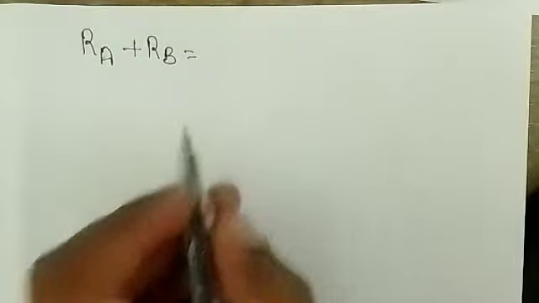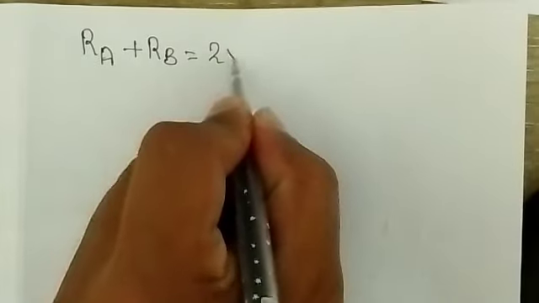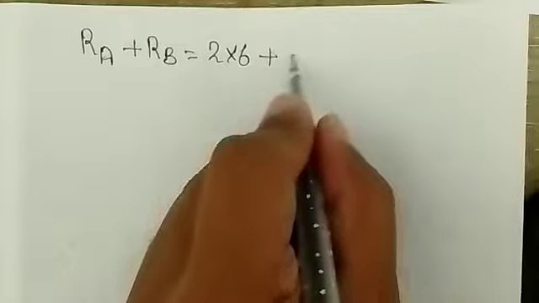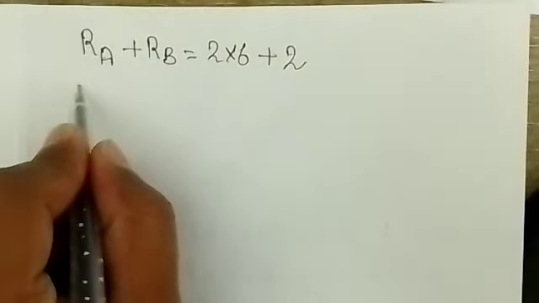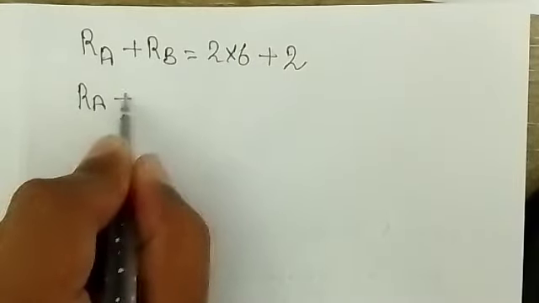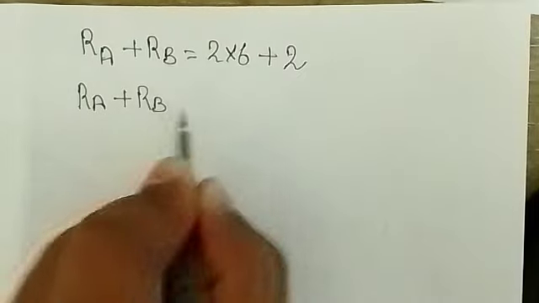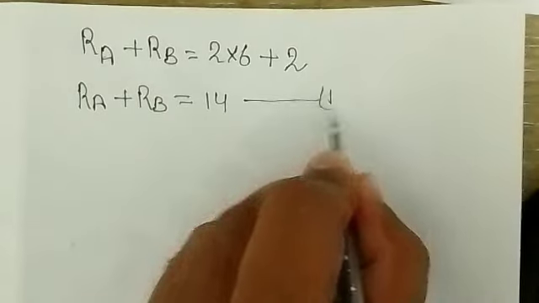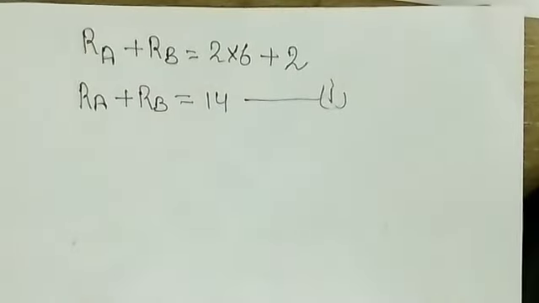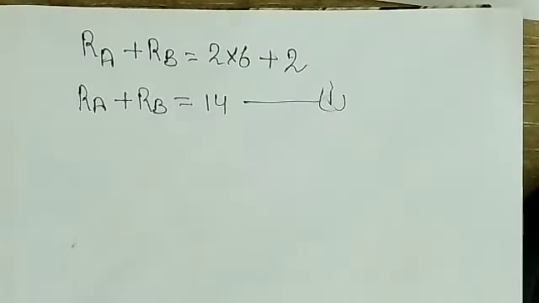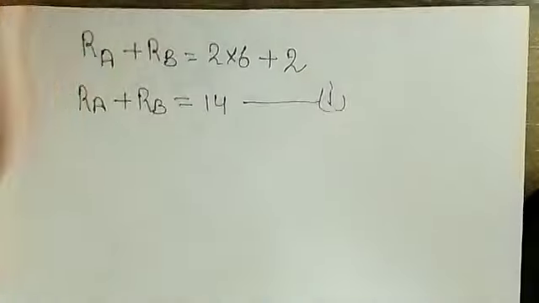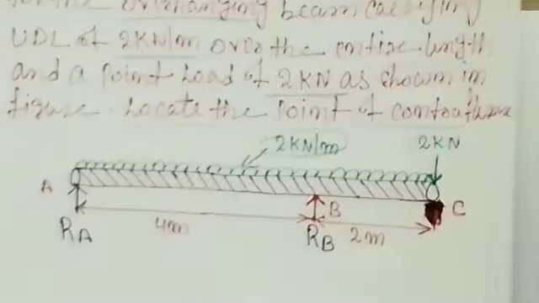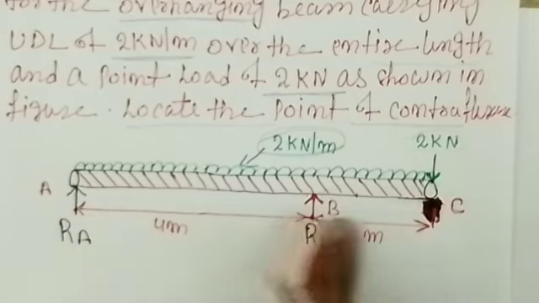So you can say RA plus RB is equal to 2 into 6 plus one more load, which is the point load, so 2, right? When you simplify, you'll get RA plus RB is equal to 14, right? So let's say this is equation 1. Now what we can do, we can take moment about A. You can take the moment about C also, right? So this is A, B and C.